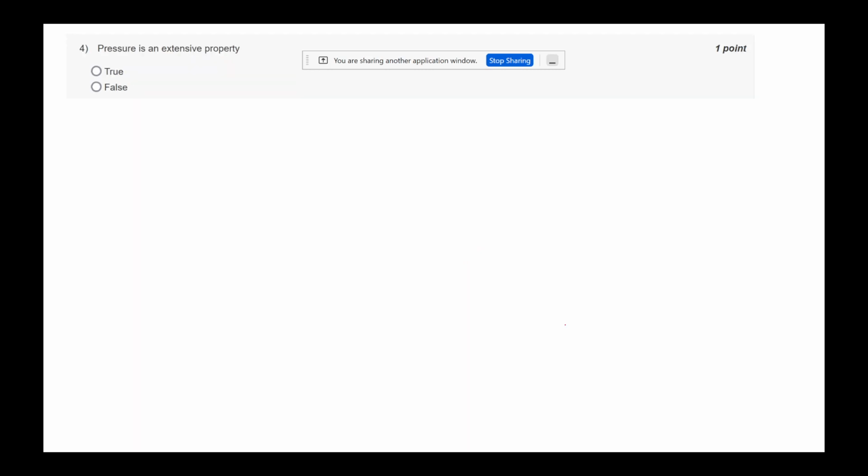Okay. Now I will take some time for this problem. The statement of the problem is: pressure is an extensive property, true or false? Now, any of you who knows what is an extensive property or intensive property? You know, or I will talk about it.